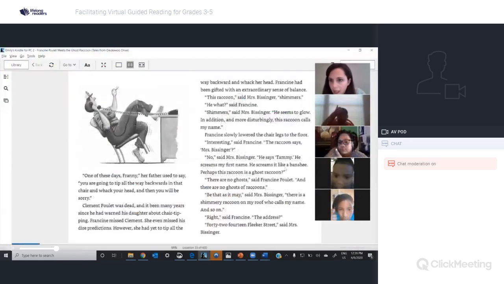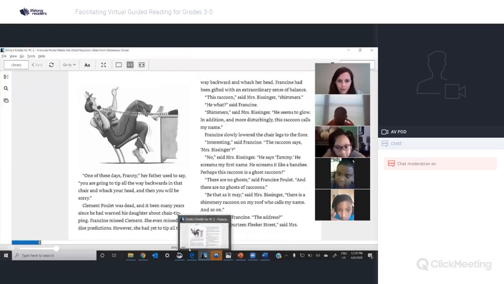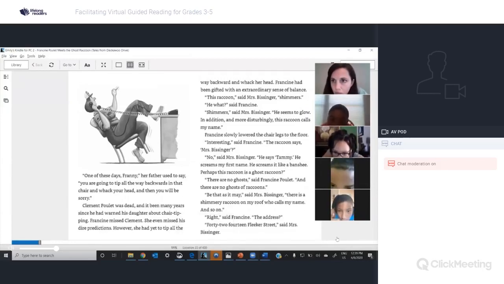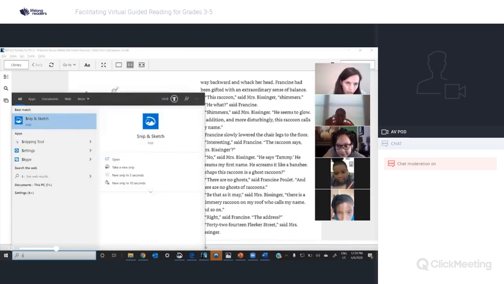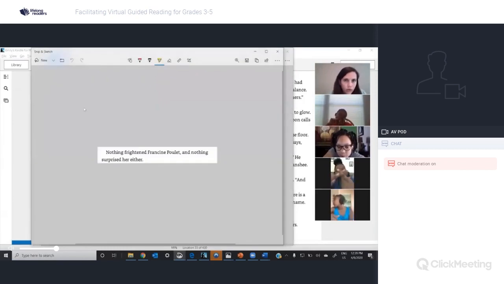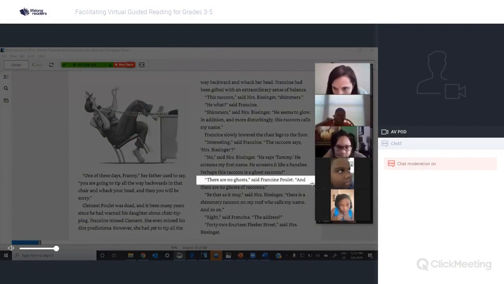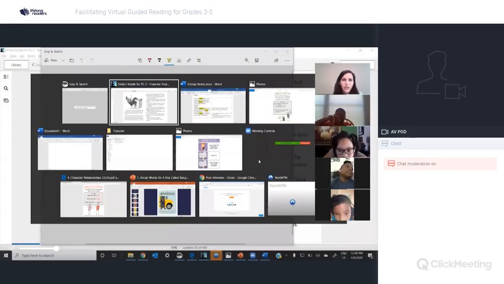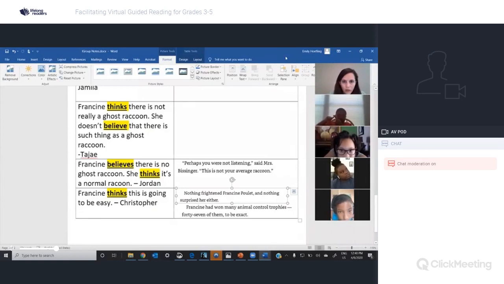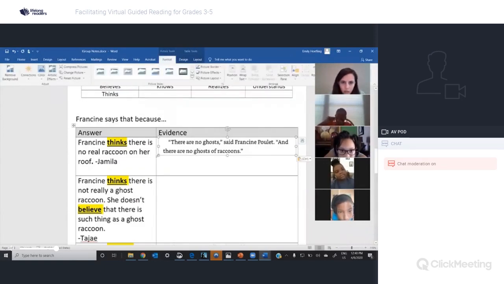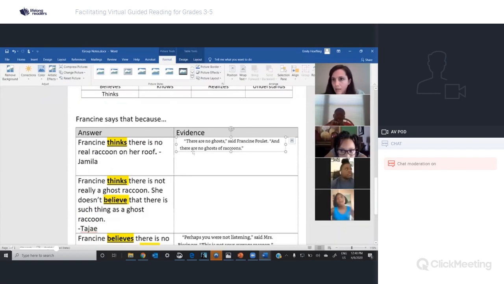We're going to evaluate the evidence. Jamila, read it to me, please. It says, there are no ghosts, said Francine, and there are no ghosts of raccoons. Okay, so let me snip that for you and go ahead and put it in your box. There are no ghosts. And there are no ghosts of raccoons. And Jamila wants that piece of evidence, so we'll put that there. And we'll just make it a little bit smaller. There we go. I see some people agreeing. Give me a thumbs up if you want that in your box too.